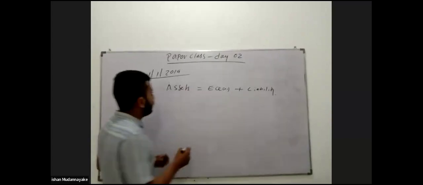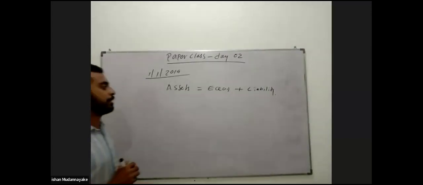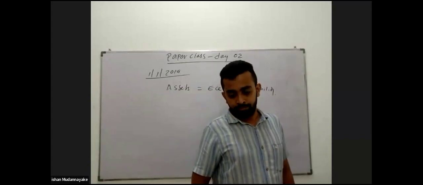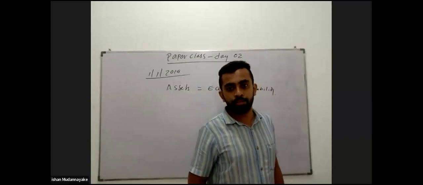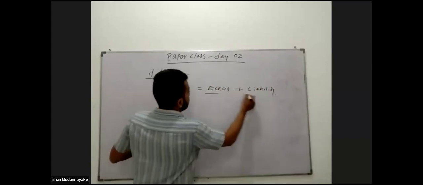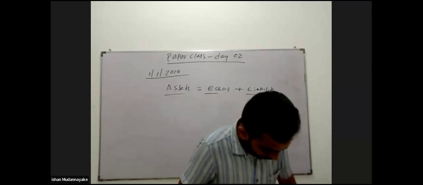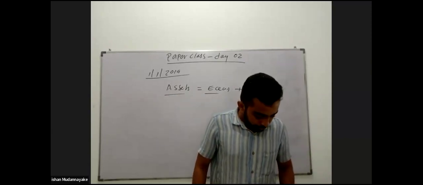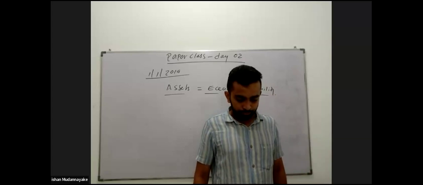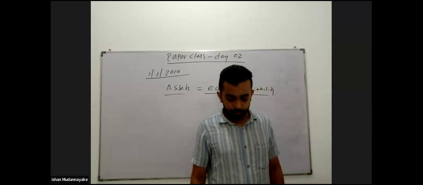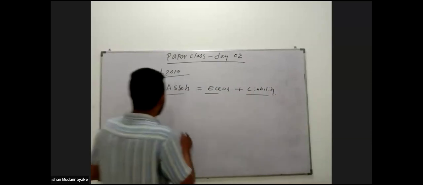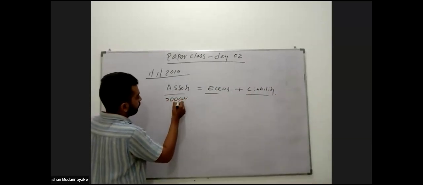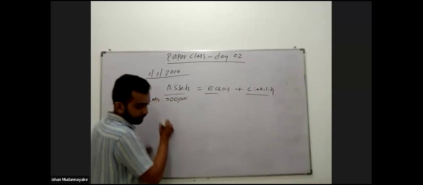Assets of the business equal equity plus liability. This is the basic accounting equation. On this day, they have invested cash of 500,000. The opening cash balance is 500,000.